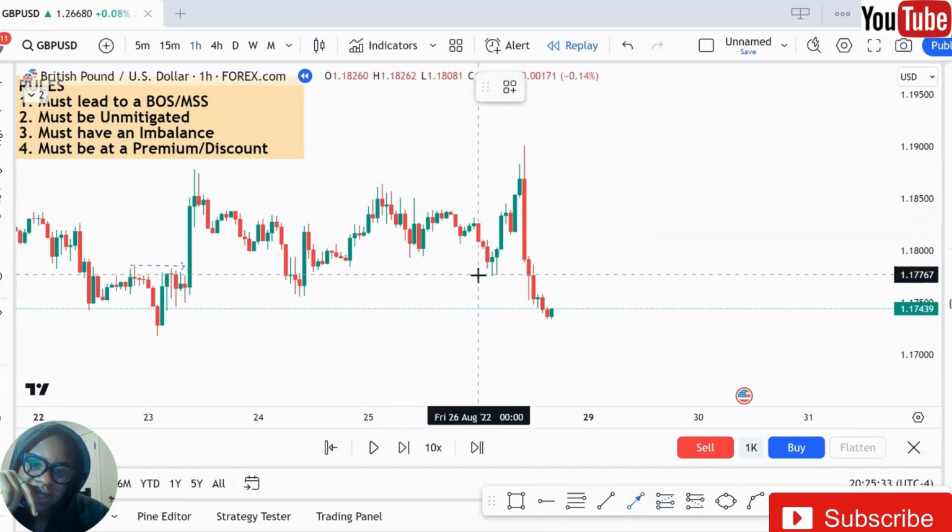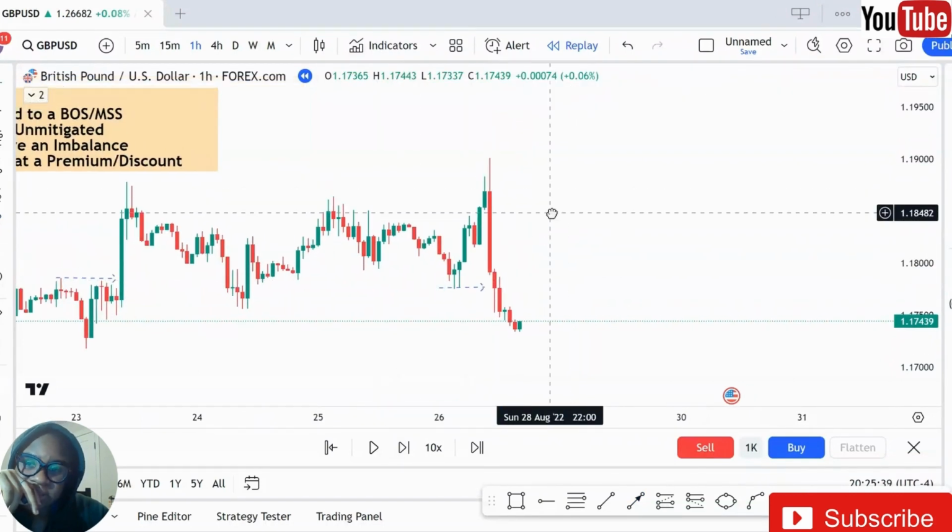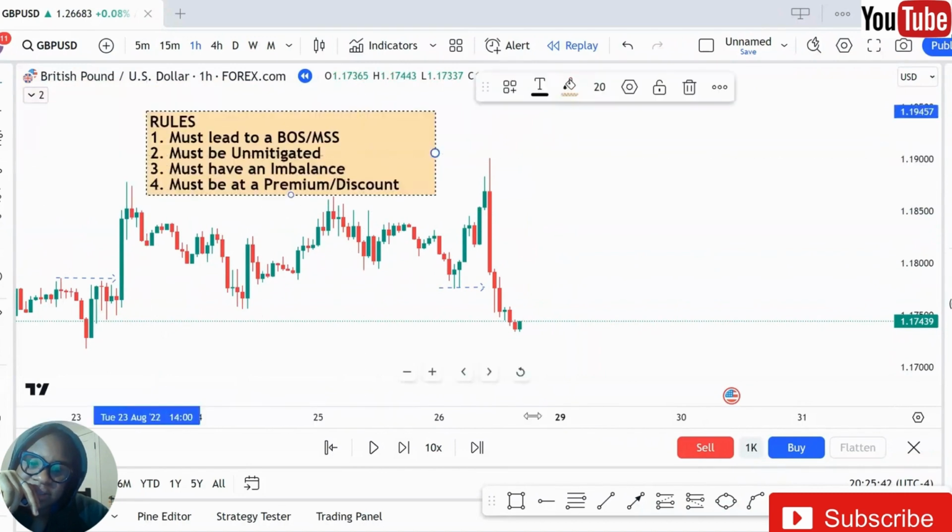This is just the 1 hour chart. I can go down to 15 minutes, I can go down to 5 minutes, I can go down to 1 minute. It still applies the same rule. Now, this is an order block.